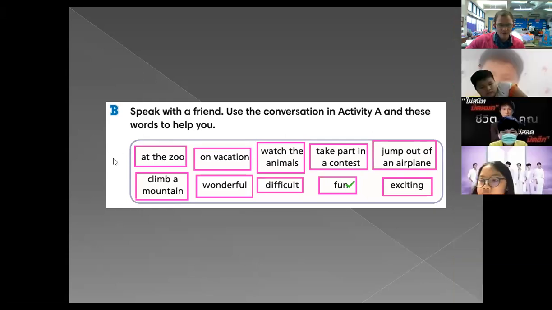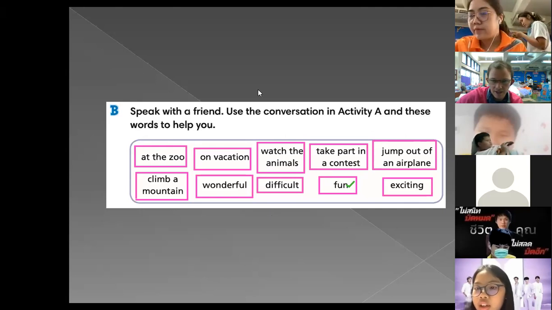Yes. You can choose these words and make one sentence for me, please. I play a game and it's very difficult. Excellent, excellent. I play game is very difficult. Thank you very much, Tantan. That is a beautiful sentence. Okay, the next one, Shen.